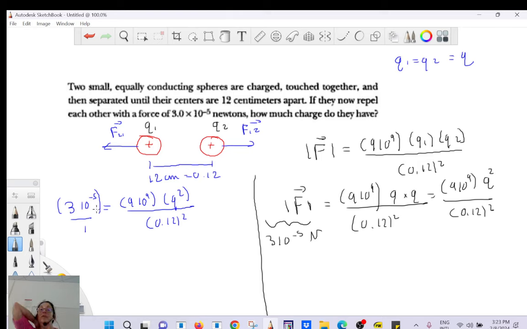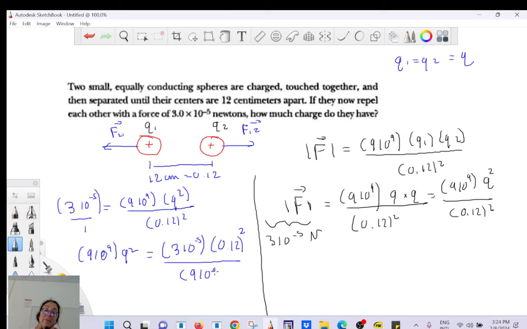So you can cross, multiply, divide, get the top. And then you isolate Q square. Okay, this is just math. Nothing to be afraid of. You cross, multiply, divide. And then you divide both sides by 9 times 10 to the 9. You frame.